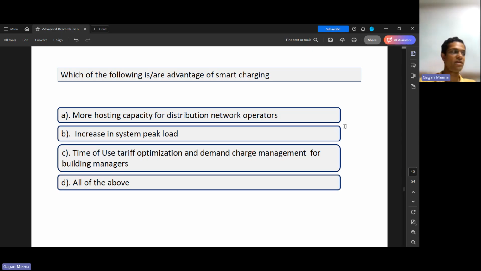More hosting capacity is correct. Not all of the above, since it will not increase system load. The answer will be A and C. Because smart charging does the charging in such a way that more and more electric vehicles can be accommodated. That's why hosting capacity increases.